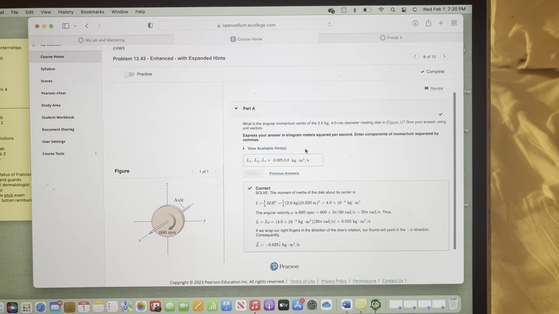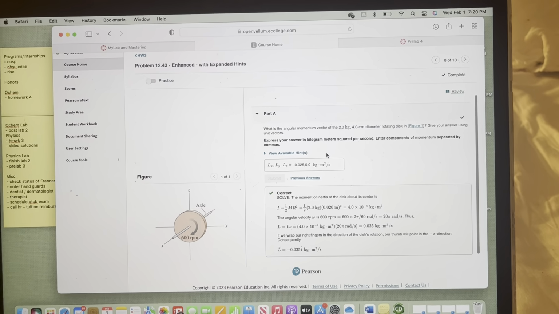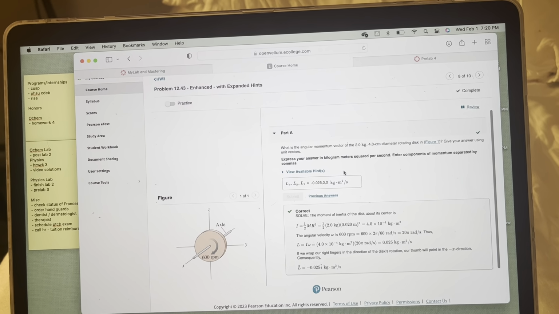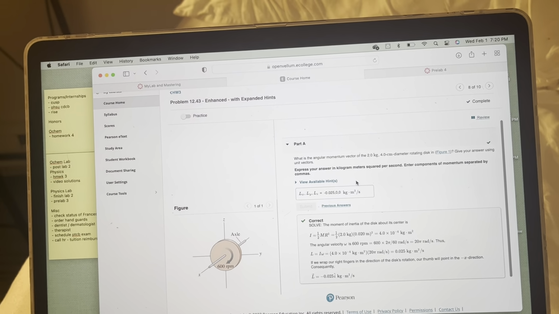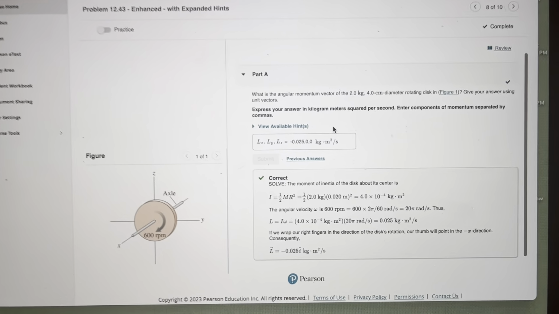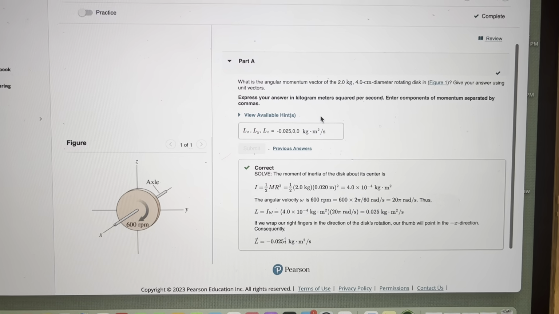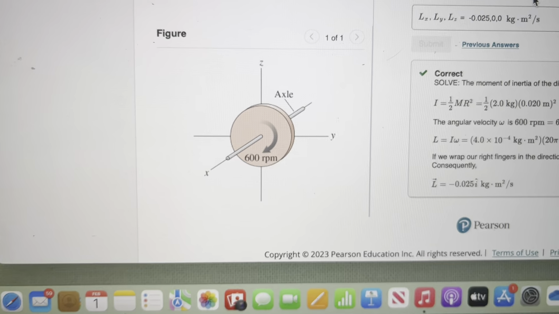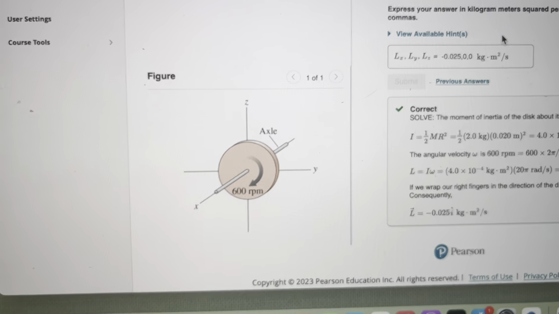All right, I'm going to be doing problem 8, which is: what is the angular momentum vector of the 2 kilogram, 4 centimeter diameter rotating disc in figure 1? Give your answer using unit vectors. All right, and on the screen I do have the answer showing, so I'm going to just work my way there. And then this is the figure, which is going to be really important.